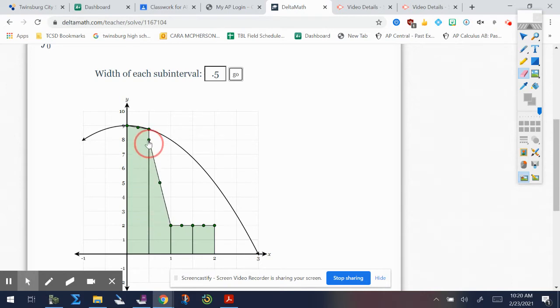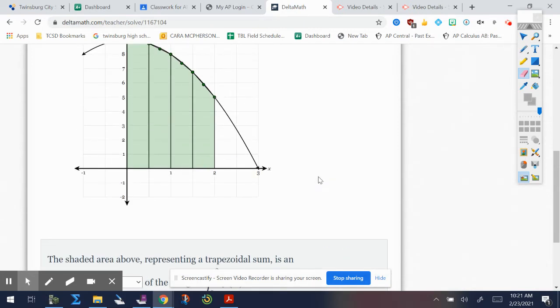Then we're going to do the same thing for the second one. We're going to come up to the function, and then we're going to come up to the function here. And then we're going to do the same thing here. Come up to the function, come up to the function. You can already see how good of an approximation this is because you have very little excess and very little missing. So there are my 4 trapezoids. Again, the bases are going to be these pieces that are parallel that we find by going up to the function. The height of my trapezoid is going to be 0.5.